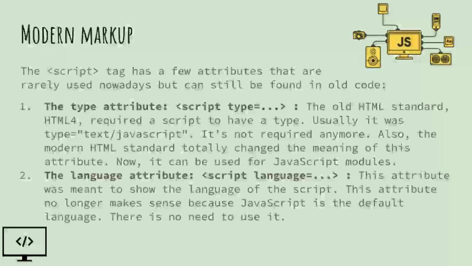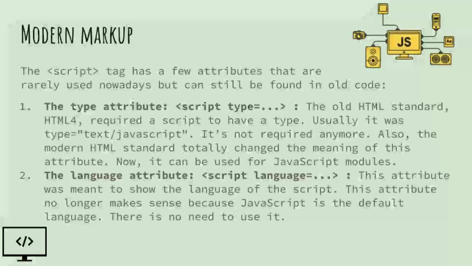As every HTML tag has attributes, the script tag also has a few attributes that are rarely used nowadays, but we can find those attributes in the older code. First is the type attribute. The old HTML standard HTML4 required a type attribute in a script tag. Usually it was type equal to text/javascript. It is not required anymore.